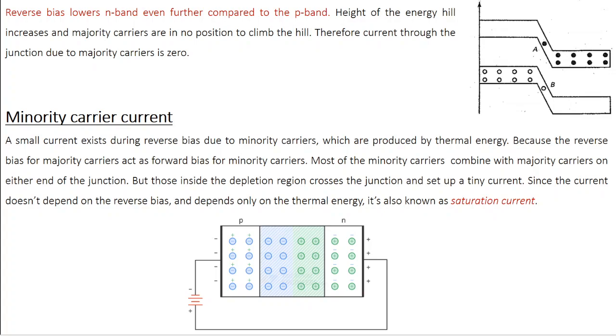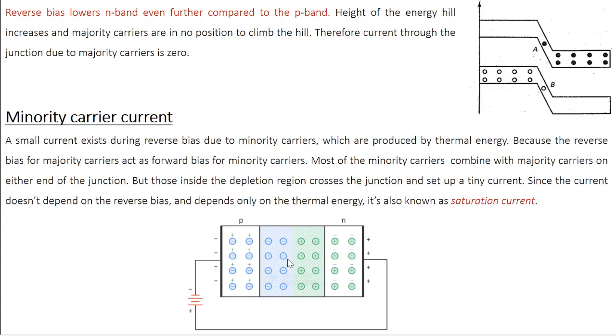But unfortunately, most of the minority carriers combine with majority carriers on either end of the junction, because the moment you have a minority carrier electron here, you have a large number of majority carrier holes around it, so the electron is going to recombine with the holes. Similarly, here also the minority carrier hole is going to recombine with the majority carrier electron. So on either end of the depletion region, the moment the minority carriers are generated, they undergo recombination.